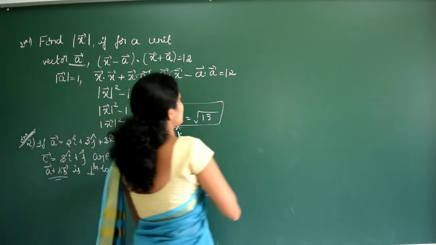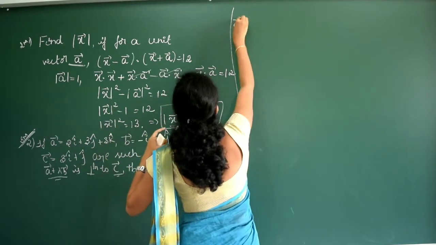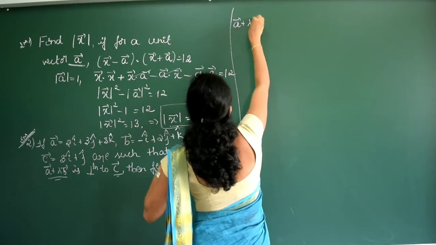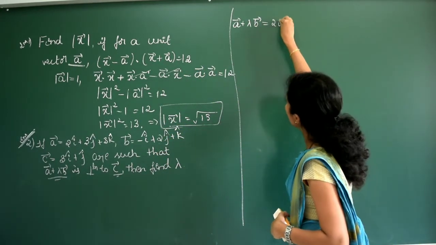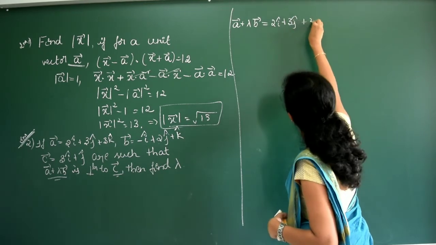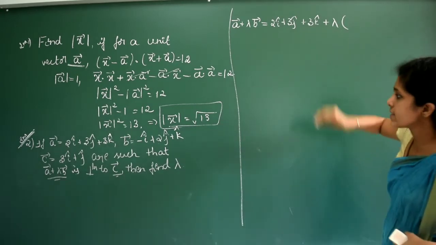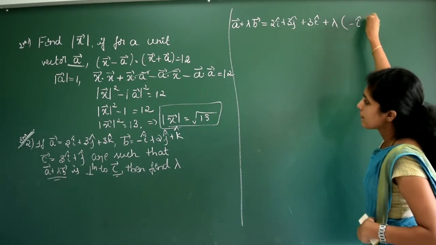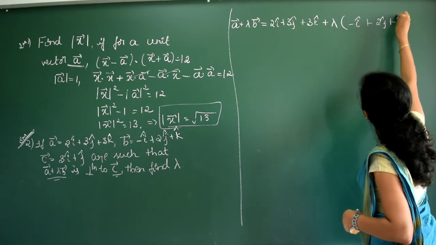First let us find that. A vector plus lambda B vector. Better you write each and everything, okay? 2i cap plus 3j cap plus 3k cap plus lambda into B vector, which is minus i cap plus 2j cap plus k cap.